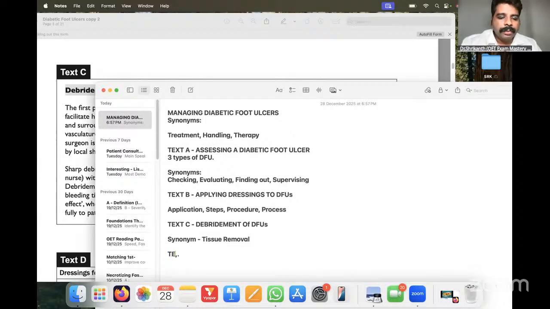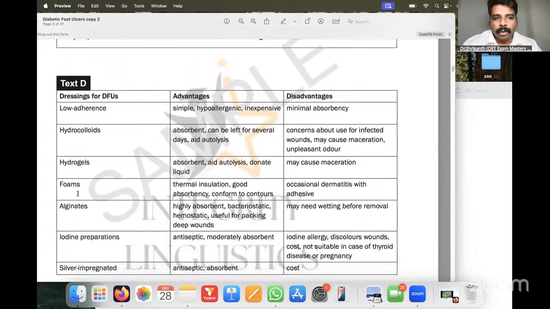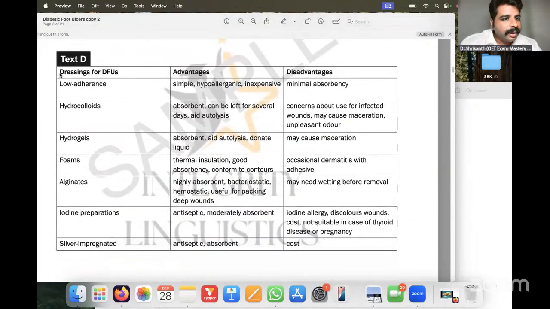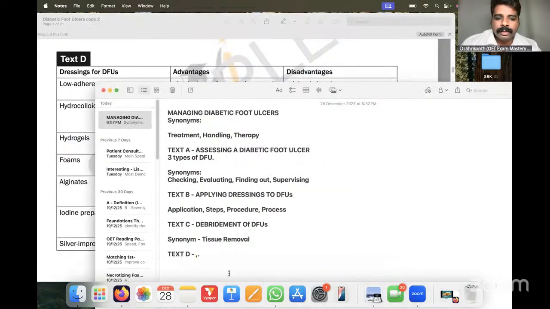And now let's come to text D. Let's see what information text D is talking about. Text D is talking about the different dressings. As you can see, there are different dressings over here, low adherence dressings, hydrogels, alginates and all, and they're talking about the advantages and disadvantages of the different dressings for diabetic foot ulcer.